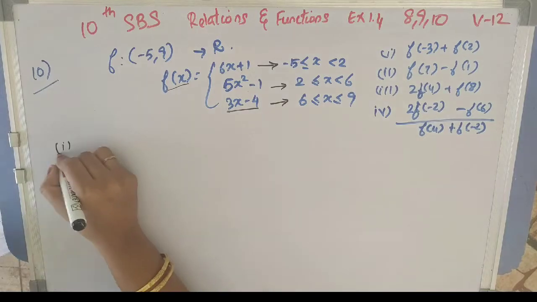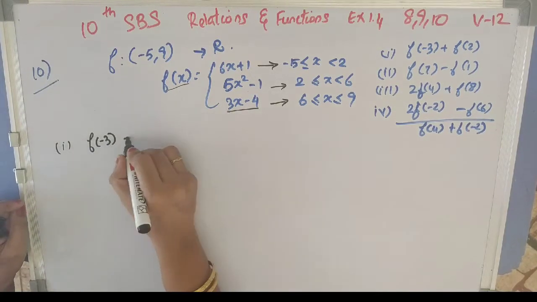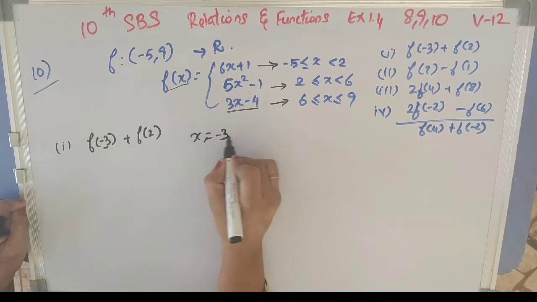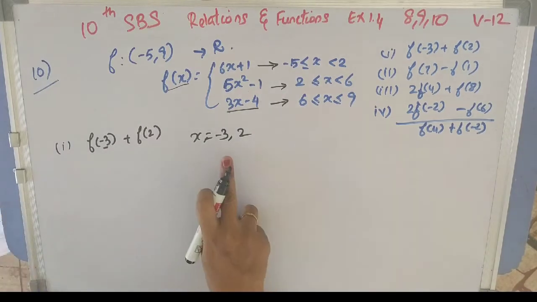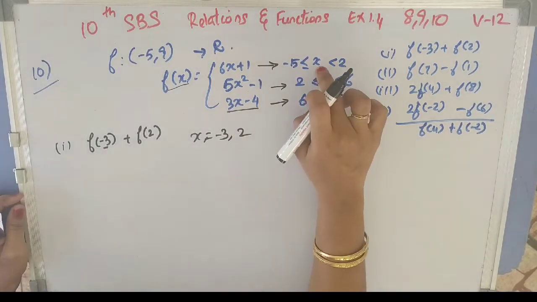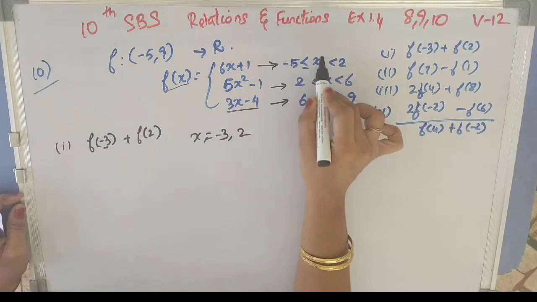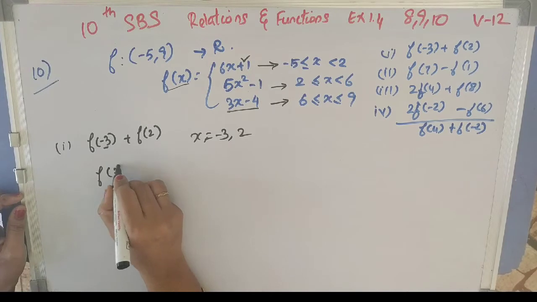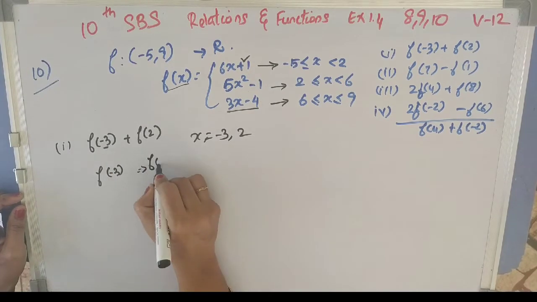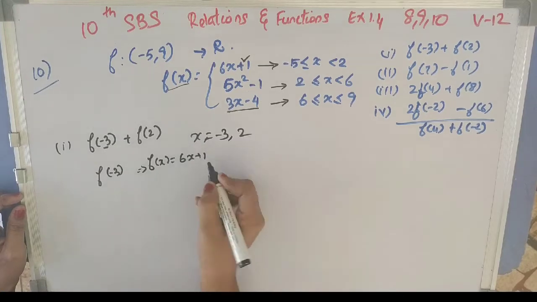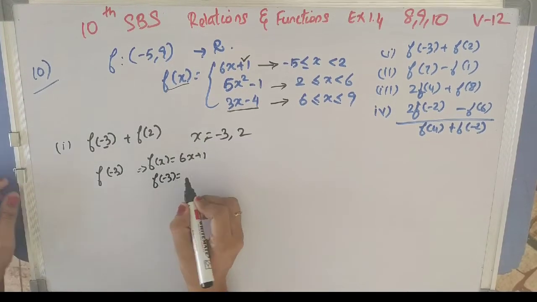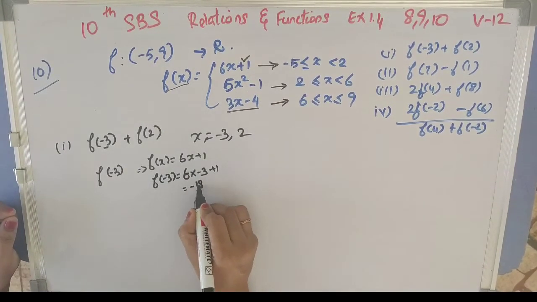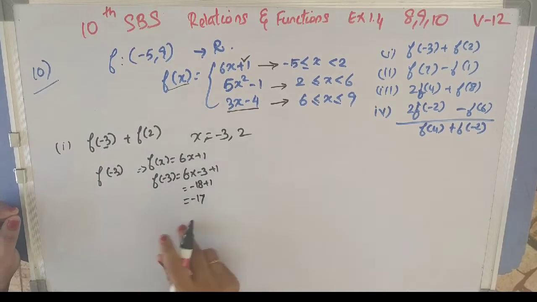Now the first question is f of minus 3 plus f of 2. Here we have to solve first f of minus 3 and then f of 2. Here x values are minus 3 and 2. Now minus 3 lies between minus 5 and 2, isn't it? So to find f of minus 3 we have to use f of x is equal to 6x plus 1. Clear? Because minus 3 lies between minus 5 and 2. So f of minus 3 is equal to 6 into minus 3 plus 1, that is minus 18 plus 1, which is equal to minus 17.